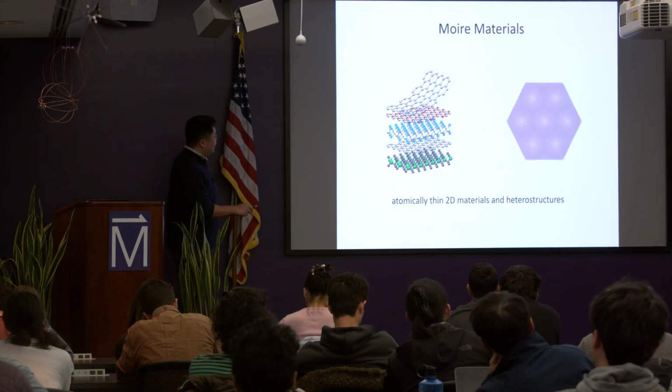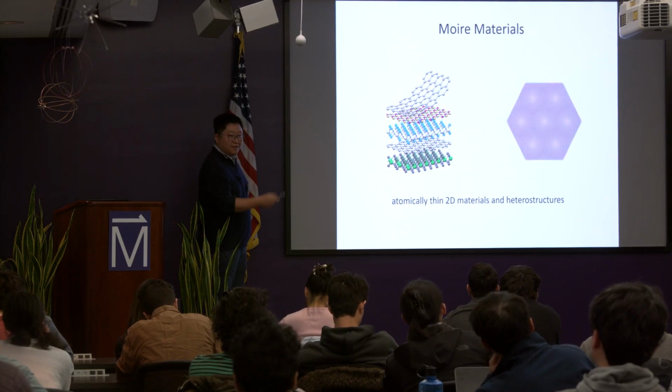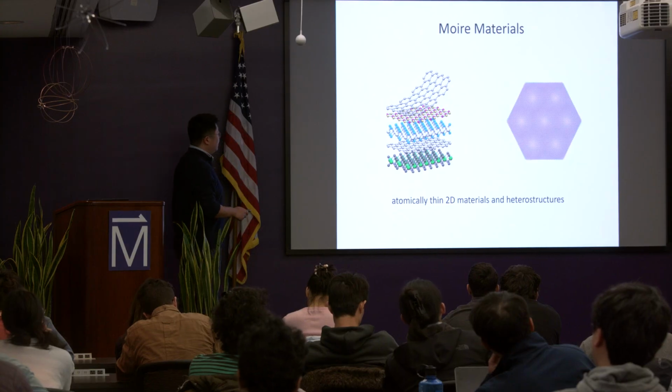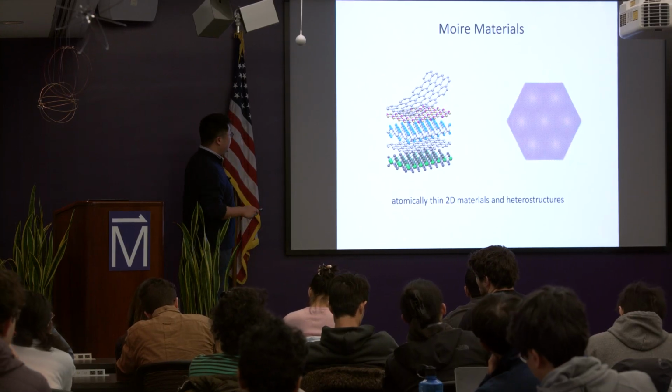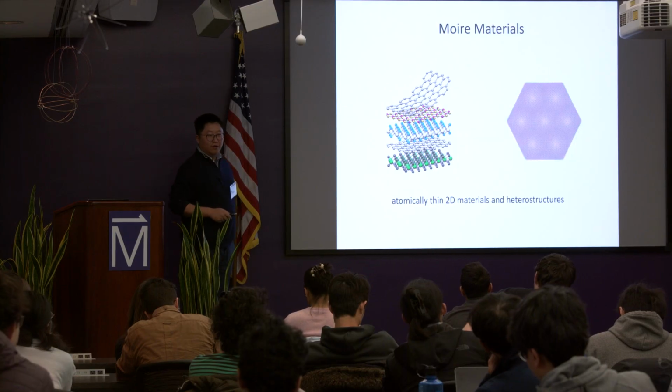But then, further taking this idea, if we want a spatial modulation of some kind of a texture, the best platform is moiré materials.